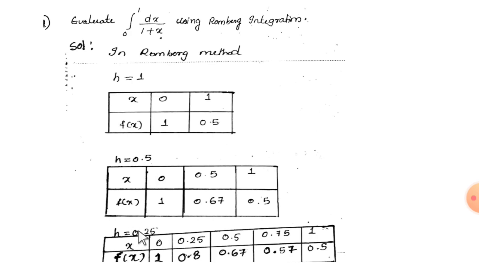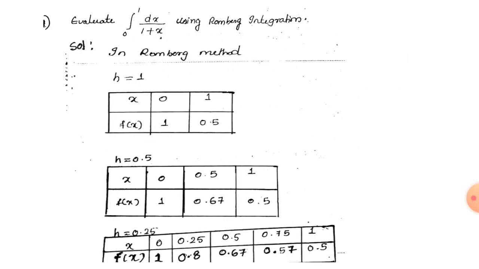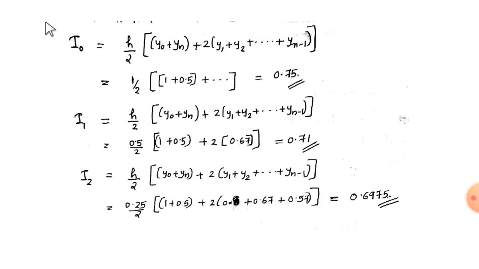If you are taking step size as 0.25, then there will be how many intervals? 1, 2, 3, 4 intervals. So these are the values of f of x when x is equal to 0, 0.25, 0.5, 0.75 and 1. So first you have to tabulate it. After that you have to find the values of I0, I1 and I2. You can find the values of I0, I1 and I2 by using the trapezoidal formula.